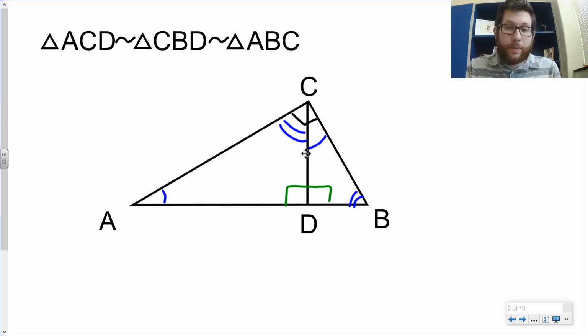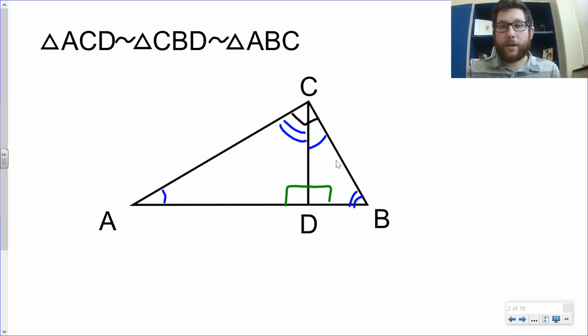When I drop this perpendicular line, so I take this guy right here and I drop it down, it actually creates two more triangles. It creates a triangle here on the left side and a triangle here on the right side. And what ends up happening is you end up with a right triangle, the big one, broken up into two more additional smaller right triangles. So we have a large right triangle, a medium-sized right triangle, and a small-sized right triangle.